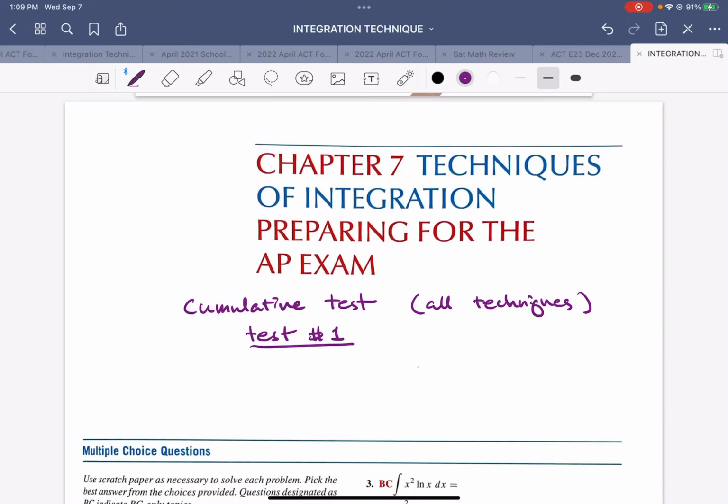This is a cumulative test. I'm going to split it into two parts, but those are all multiple choice. Okay, so test one.